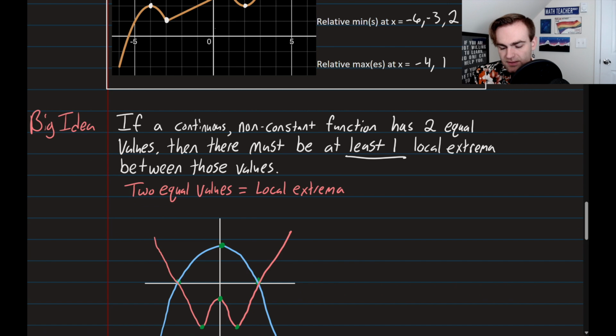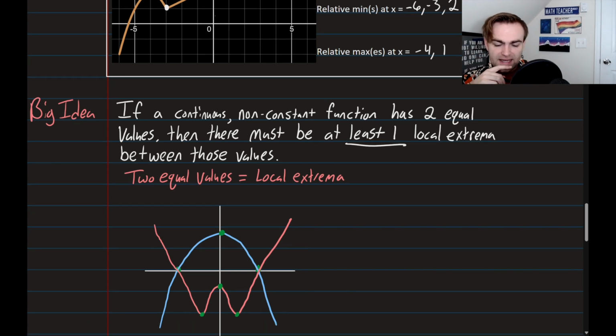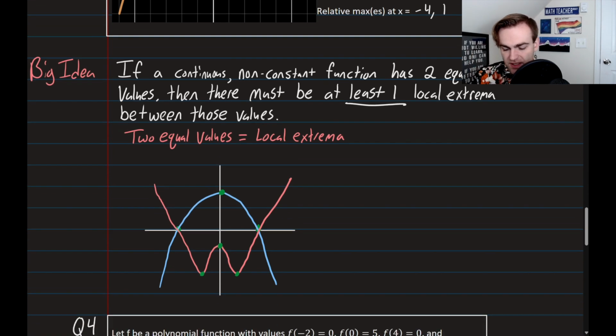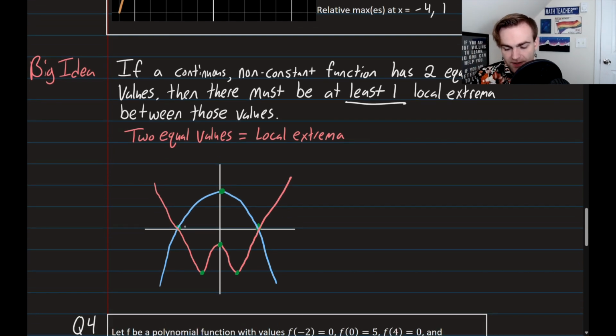So let's talk about something a little bit weird. If we have a continuous non-constant function, meaning the function is not a horizontal line, but it's continuous, we can draw the entire thing without picking up our pencil, and there are 2 values that are equal, then at least one extrema has to be between those. So I have some examples here. If we have this value and this value being equal, in the blue, there's 1. In the red, there would be 3, but there's at least 1.